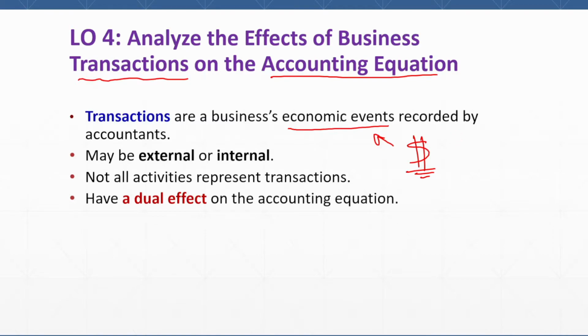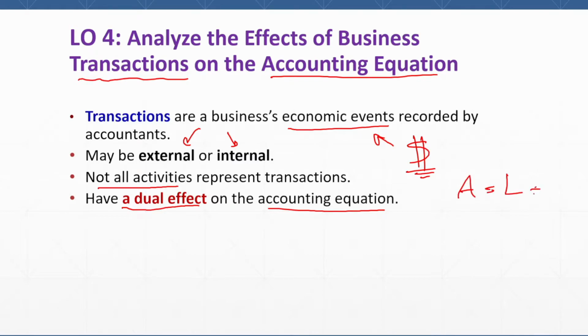These transactions could be external or could be done inside the company. As I told you, not all activities, not all events are financial transactions. And finally, every economic transaction has a dual effect on the accounting equation. What does that mean?